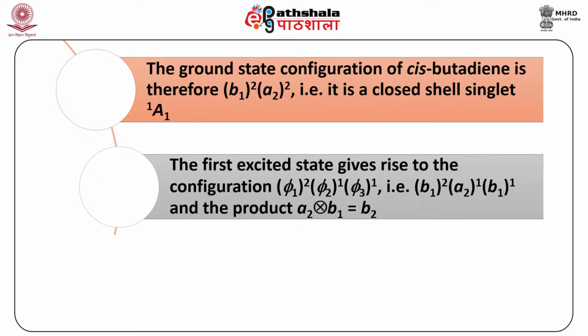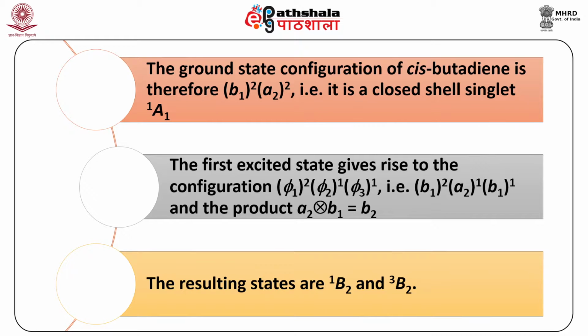The first excited state gives rise to the configuration phi1 2, phi2 1, phi3 1, because one electron is promoted from the phi2 MO to the phi3 MO, and that means that the new electron configuration is B1 twice, A2 1, B1 1, and the product A2 into B1 is equal to B2.